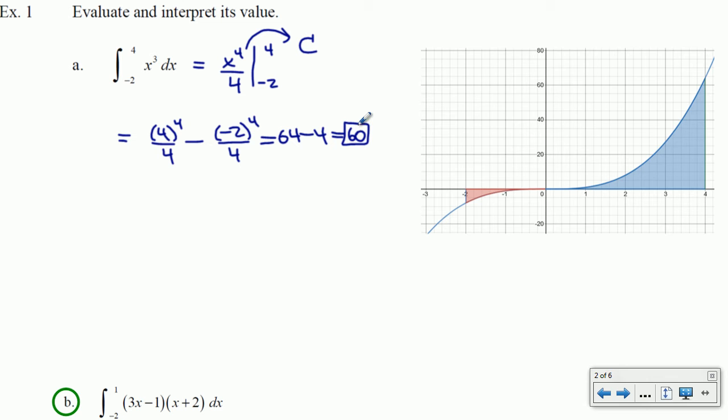So the way we can interpret this area, it turns out that this particular area is positive 64 and this area is -4.